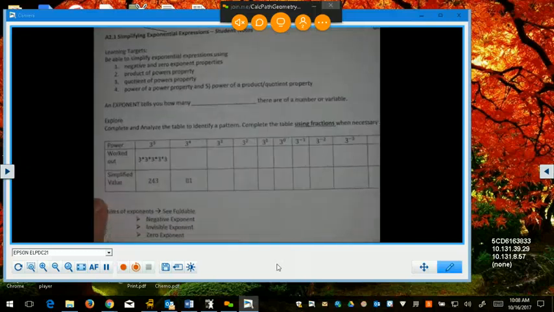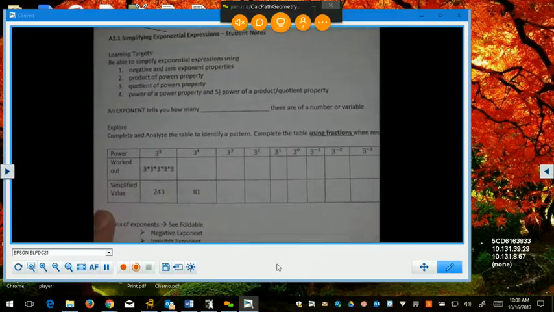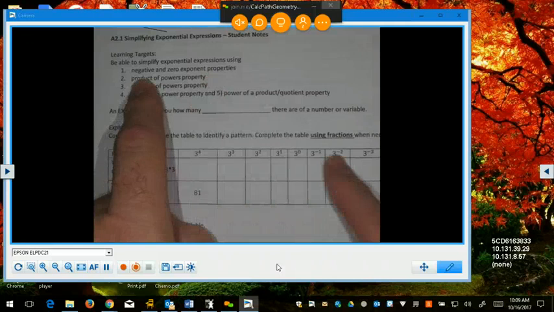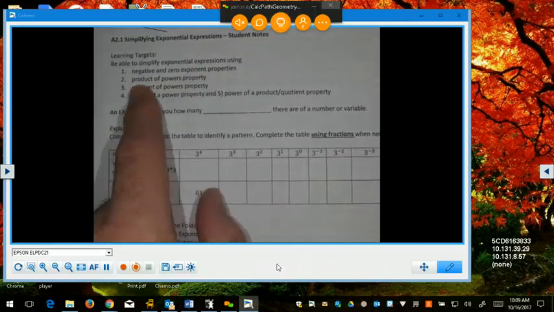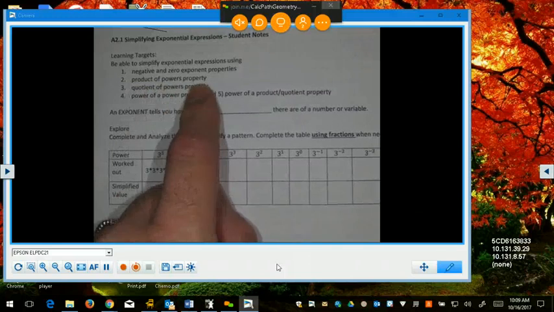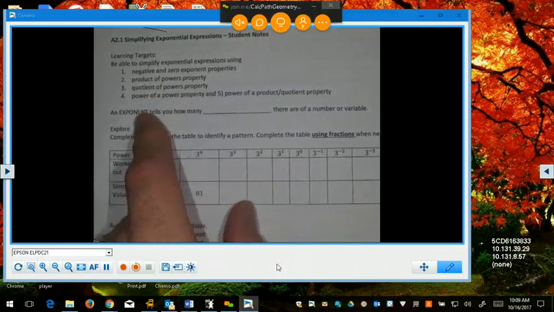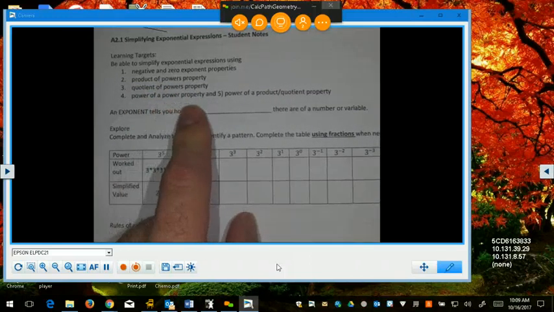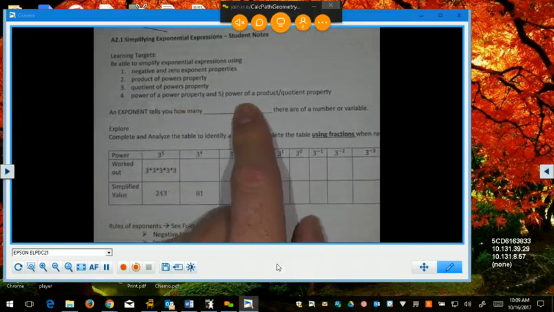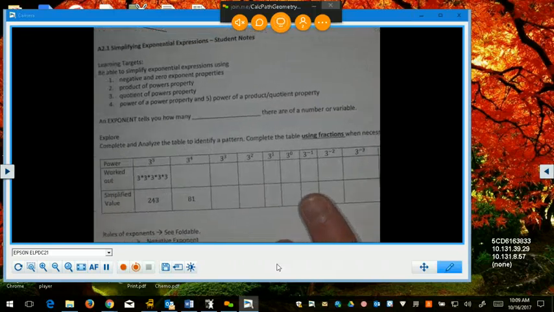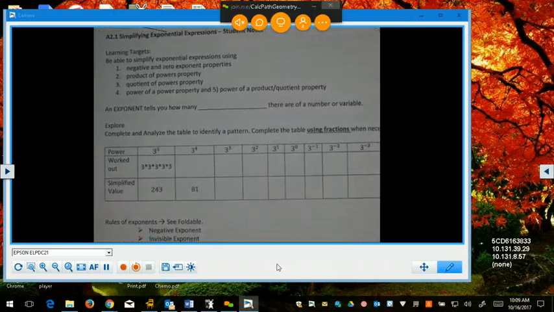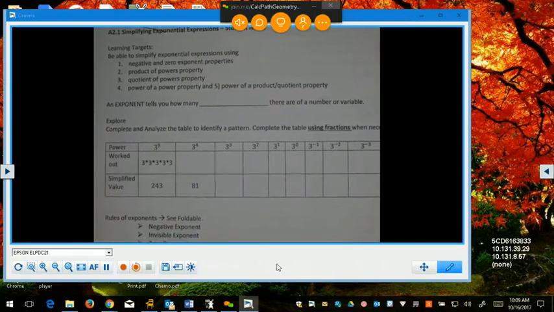Targets for 2.1 are that you will be able to simplify exponential expressions using negative and zero exponent properties, the product of powers property, the quotient of powers property, the power of a power property, and the power of a product or quotient property. An exponent tells you how many blank there are of a number or variable.